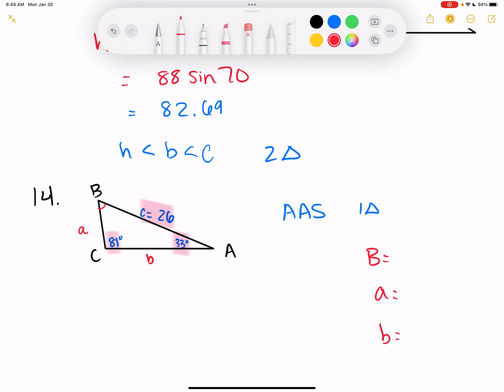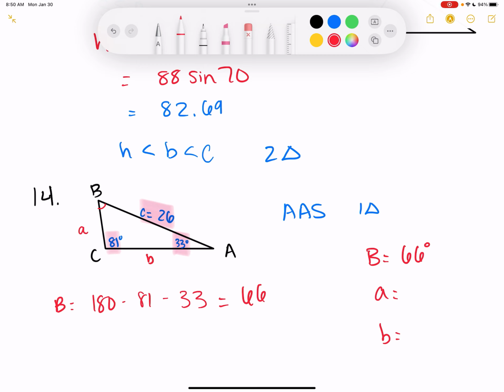So how would I go about finding angle B? Because that looks like the easiest thing to do first. 180 minus 81 minus 33. Which will give you what? 66. So 66 degrees is B.